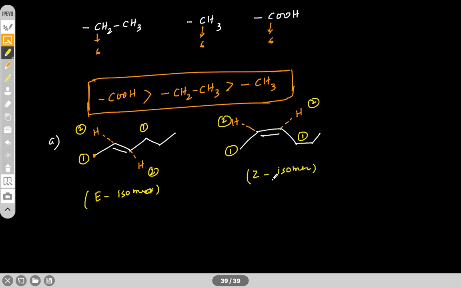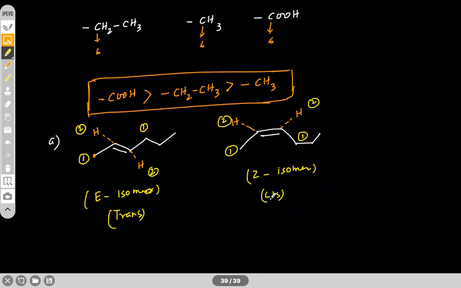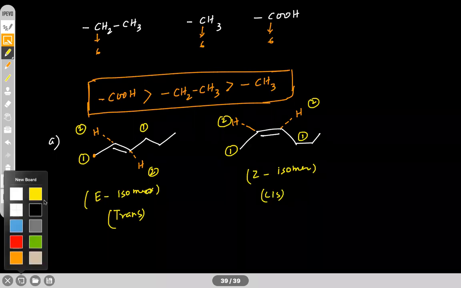E and Z, preferably we can write this. In terms of cis and trans, if you see, both identical groups, hydrogen, on the opposite side, it is trans; hydrogen on the same side, it is cis. Okay, one more example I'll show you. Suppose we have this molecule.